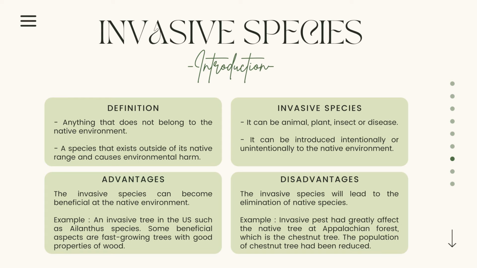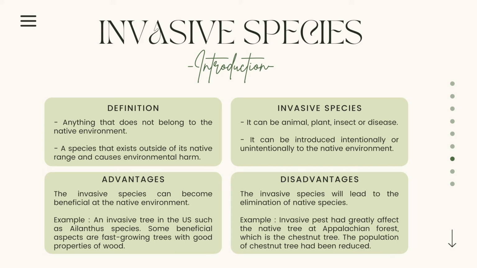Invasive species is a species that exists outside of its native range and causes environmental harm. So basically it means anything, it can be animal, plant, insect, or disease that does not belong to the native environment. So these invasive species can be introduced intentionally or unintentionally to the native environment. There are some advantages and disadvantages of these invasive species.